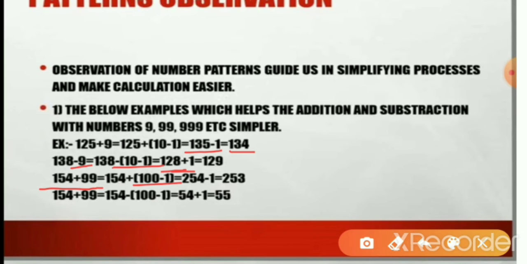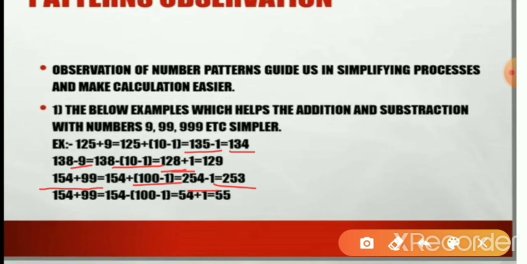Now to solve this sum, first we will add 154 and 100. So by adding it, we get 254, and minus 1. So 254 minus 1, that is 253.